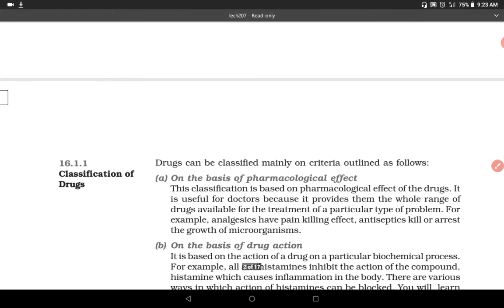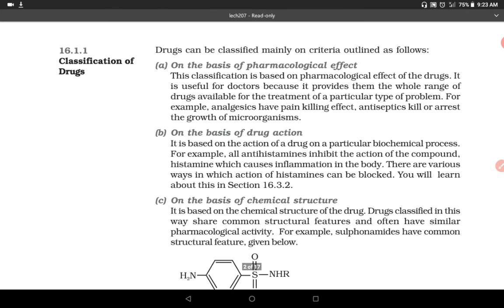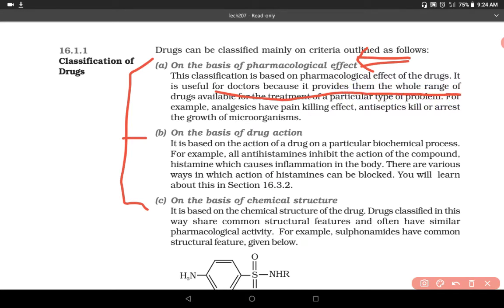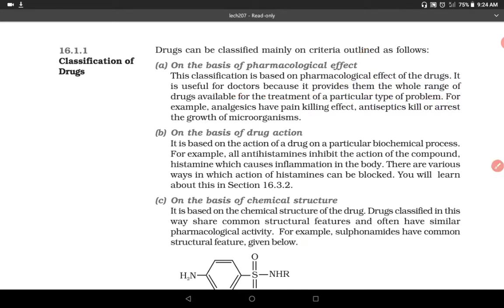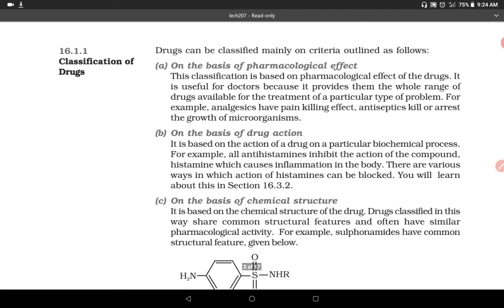Let's move on to the next page. 16.1.1 Classification of drugs. Drugs can be classified mainly on the criteria outlined as follows. Drugs are classified in these three ways: A, B, C. First, on the basis of pharmacological effect. The classification is based on the pharmacological effect of the drug. It is useful for doctors because it provides them the whole range of drugs available for the treatment of a particular type of problem. For example, analgesic has a pain killing effect, antiseptic kills or arrests the growth of microorganisms.